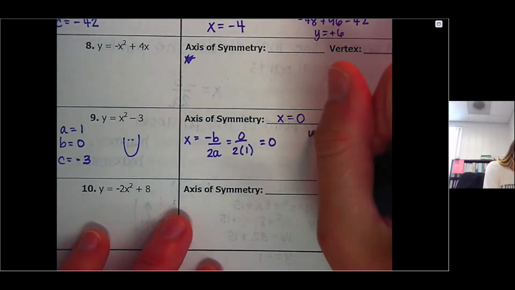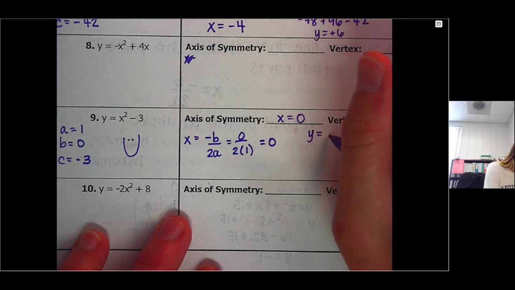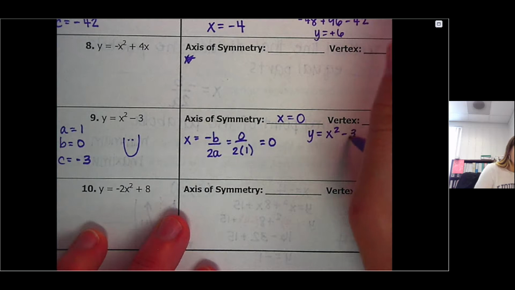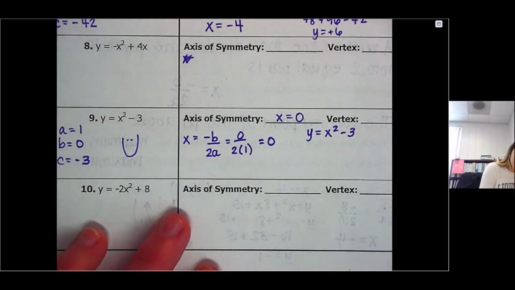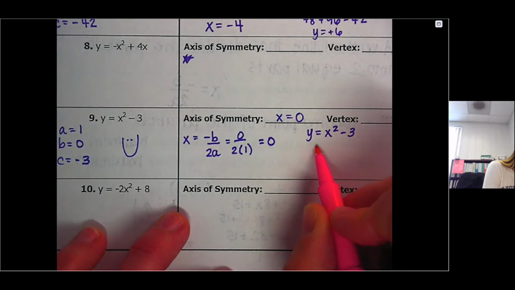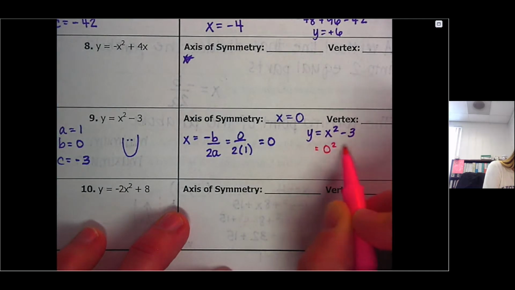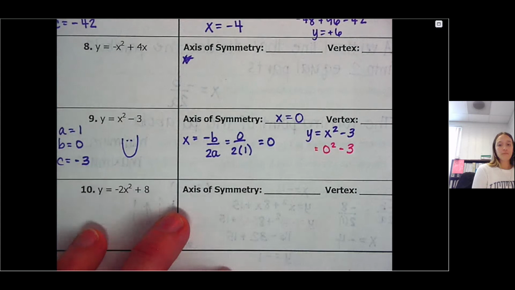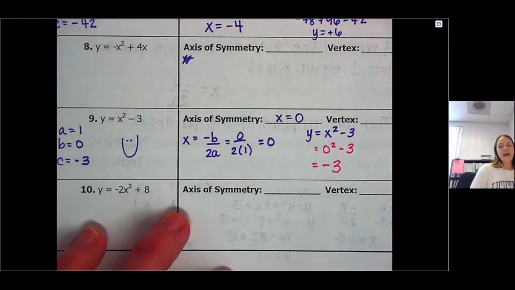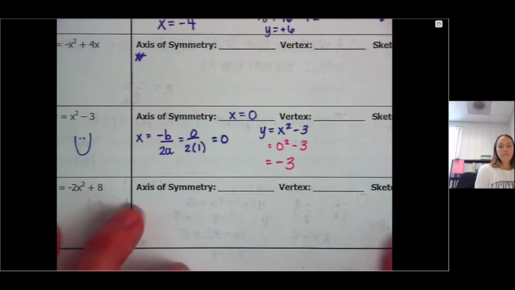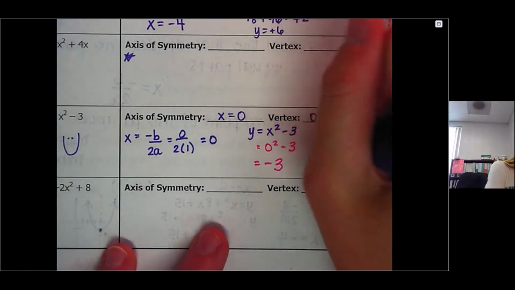Now, this should make the vertex really easy. Why? Because wherever you see an X, you're going to plug in 0. So this should be so easy. It's just negative 3. So your vertex is at what point? 0, negative 3.